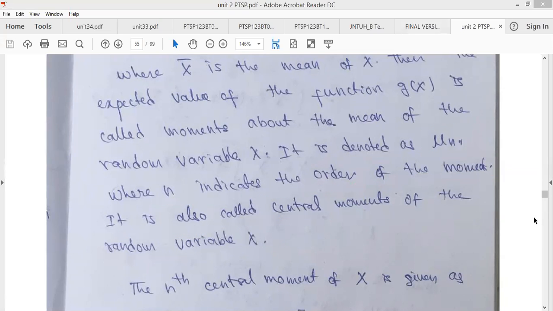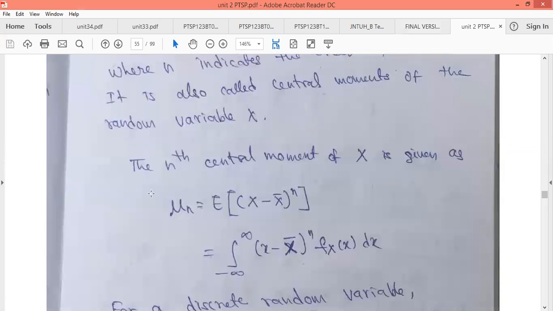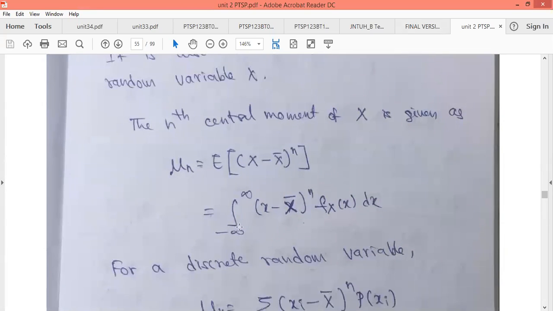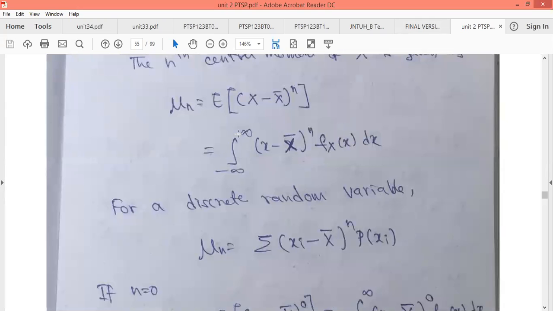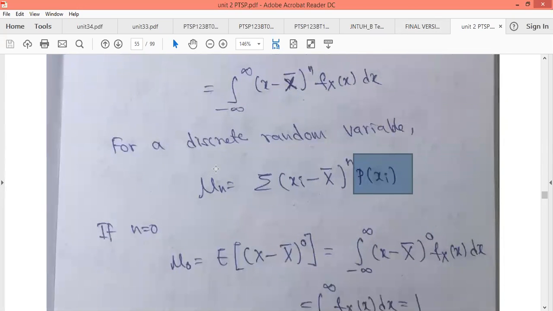Okay, so how do you find the nth central moment? Mu n is equal to the expected value of x minus x bar whole power n. Now what is the formula? Integral from minus infinity to plus infinity of x minus x bar whole power n times fx of x dx. Okay, and for the discrete case, instead of integration we will have summation, and instead of the probability density function we will have the probability mass function. So mu n is equal to summation of xi minus x bar whole power n times p of xi.